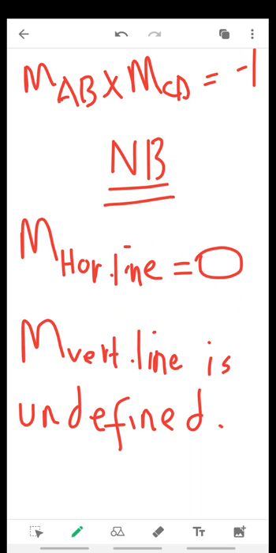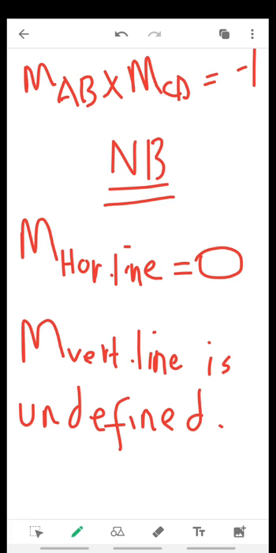Now a quick recap. NB, what did we say about the gradient of a horizontal line? We said the gradient will be equal to 0 because the change in y will be 0. Y is not changing. What is changing? X values. So the gradient of any horizontal line, meaning parallel to the x-axis or perpendicular to the y-axis, will be 0.